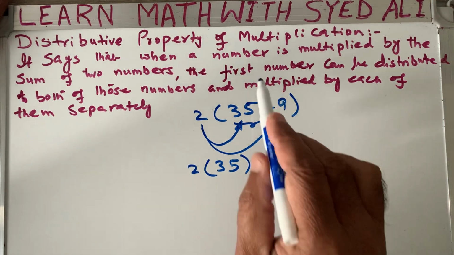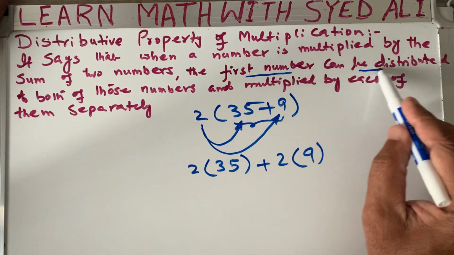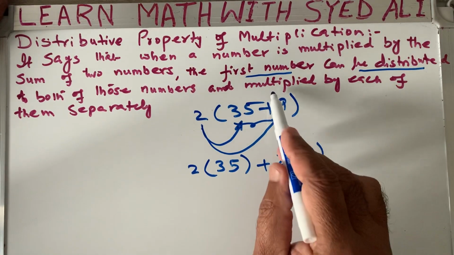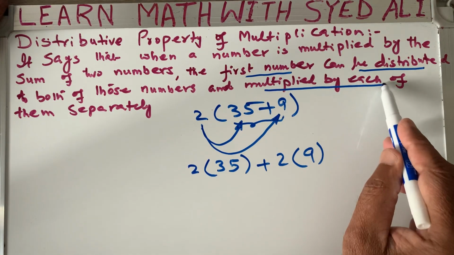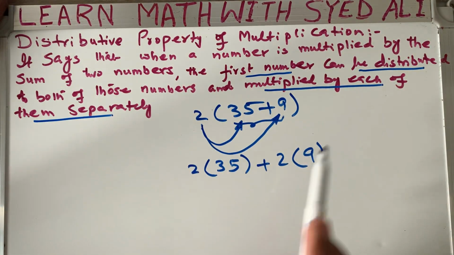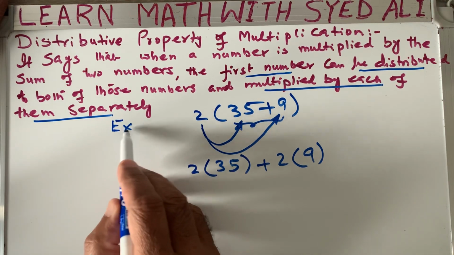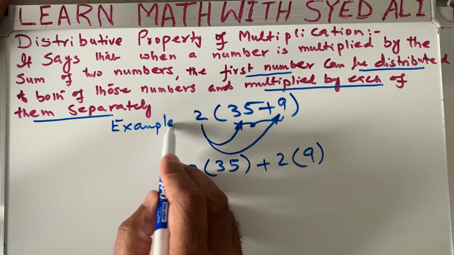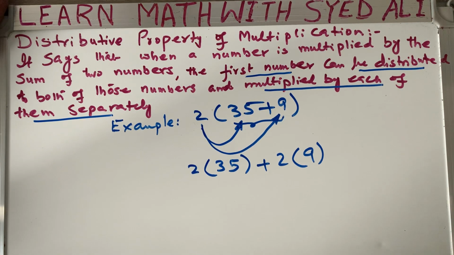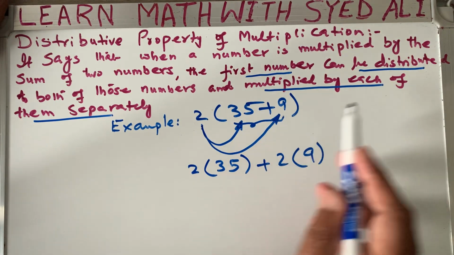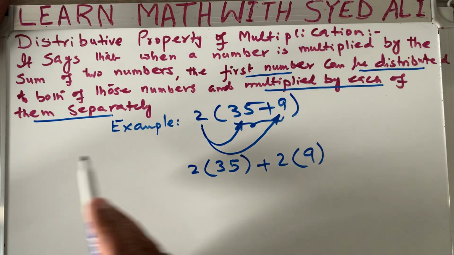What happened is the first number can be distributed to both of those numbers, and multiplied by each of them separately. So we did an example: 2 is a number which is going to multiply with the sum of the two numbers, 2 times 35 plus 9. What we did is multiply this 2 to both of the numbers, and multiply by each of them separately.